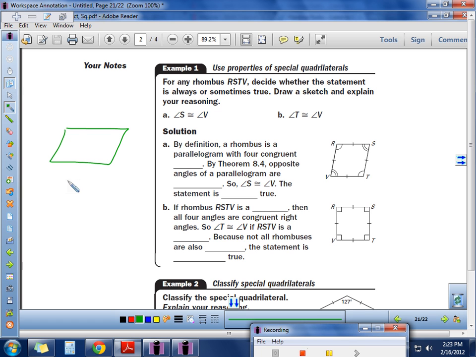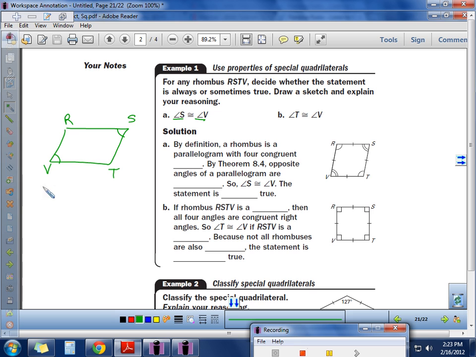But whenever you're labeling a rhombus, RSTV, start out at one corner and go in a clockwise motion. Not really where you start, but make sure you go in a clockwise motion around the shape. If you start mixing it up, then you won't get the question correct. So we'll use this picture to talk about V. Can S be congruent to V? Is it always true on a rhombus that S is congruent to V? Yes, it is true. Can anybody say why?